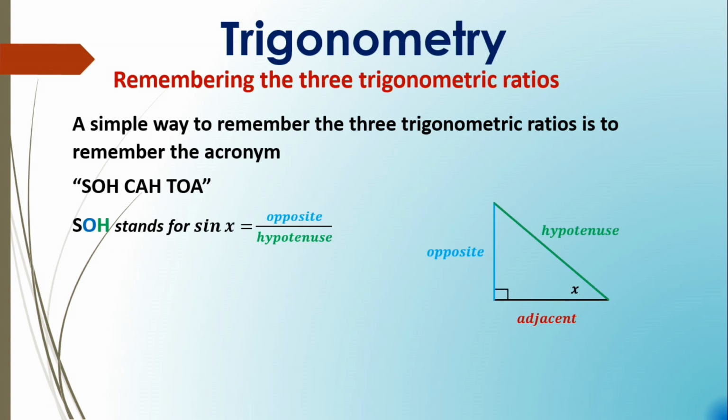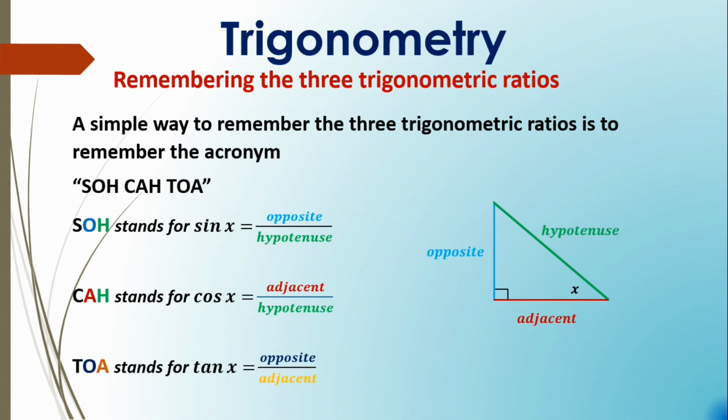In the acronym SOH CAH TOA, CAH stands for cos x equal to adjacent over hypotenuse. Adjacent side is the side which touches the angle x, and hypotenuse is the longest side. Similarly, TOA stands for tan x, it is equal to opposite over adjacent. The opposite side is the side which does not touch the angle x, and the adjacent side is the side which touches the angle x. Now, with this acronym, you can remember the three trigonometric ratios at the same time.